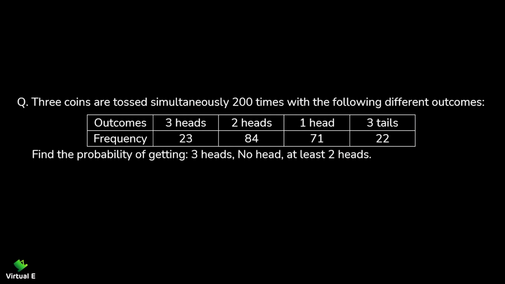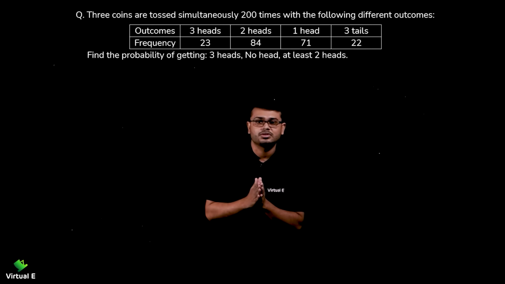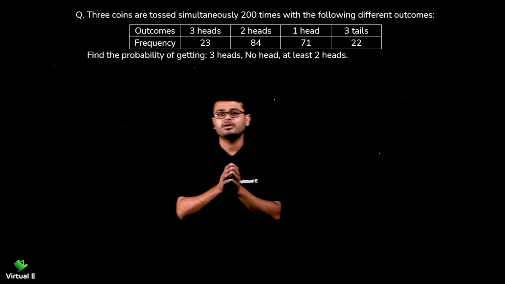First one. 3 coins are tossed simultaneously 200 times with the following frequency of different outcomes. Find the probability of getting 3 heads, no heads, at least 2 heads. Okay, so we have the total number of trials.